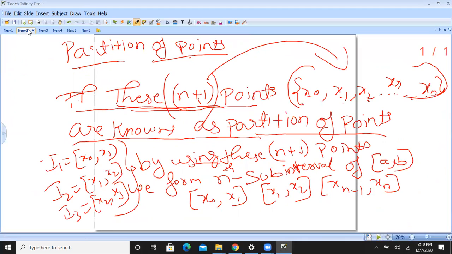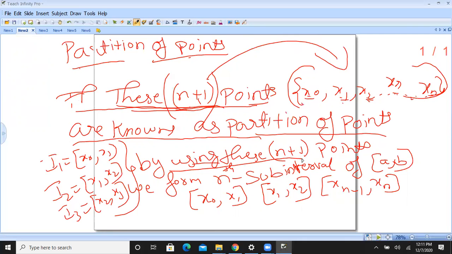Compounding: n plus 1 means 1 plus 1 is 2, 2 plus 1 is 3, 3 plus 1 is 4. So the last, the nth or n plus 1 th term. These n plus 1 points x0, x1, x2, xr, xn are known as partition points. Using these n plus 1 points, we form n subintervals.